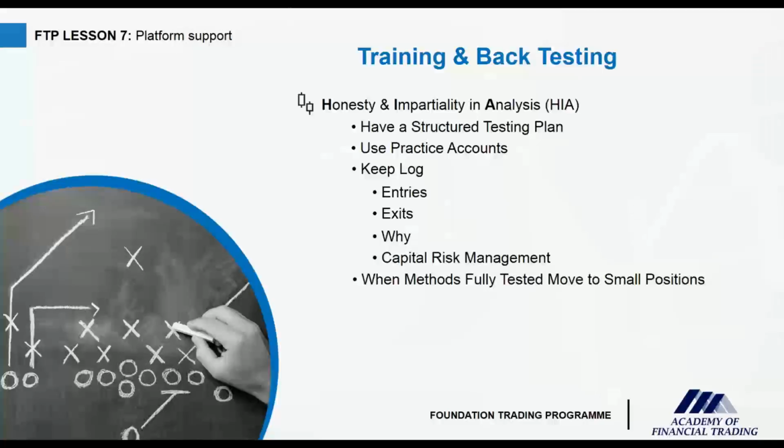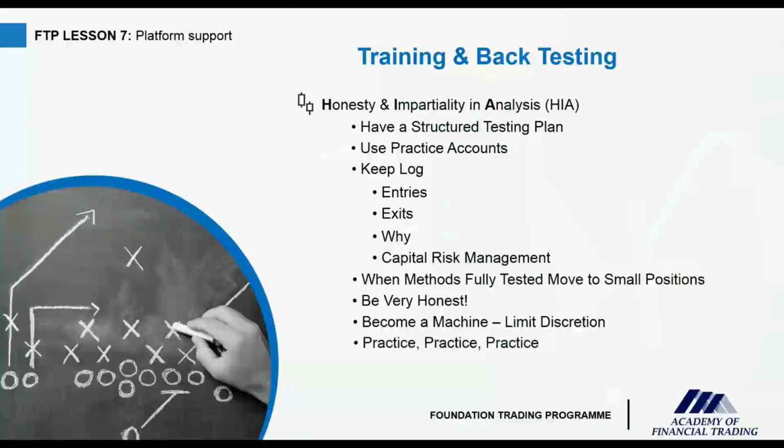Okay. There needs to be a full risk management strategy employed, which complements usually the overall entry and exit system. And when methods are fully tested, move to small positions. Remember to be very, very honest as well. Okay. Become a machine, guys. Effectively, that kind of means be Arnold Schwarzenegger in Terminator. Okay. Limit discretion. You have a mission. You have something you need to achieve. Emotional fret or worry and all those things just come in the way of that, guys.